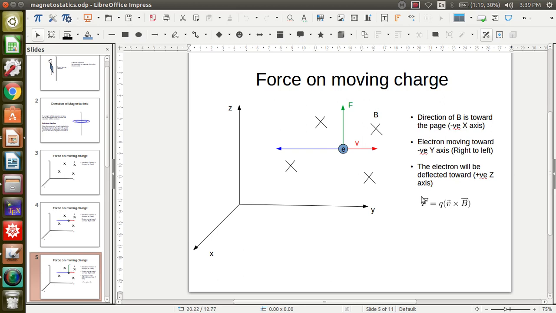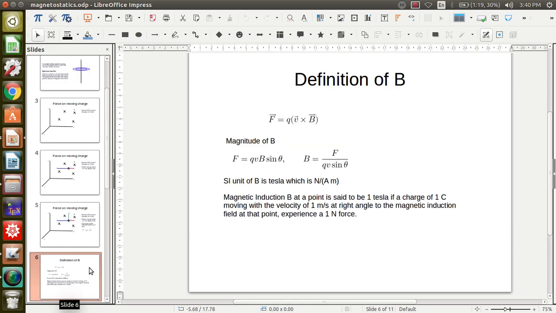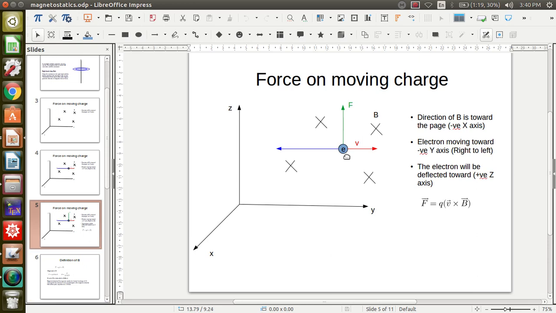So the force on a moving charge was given as force is equal to Q times V cross B, basically the cross product of the velocity and your magnetic field. Now because it can go either towards the positive side or the negative side, how to find this direction?